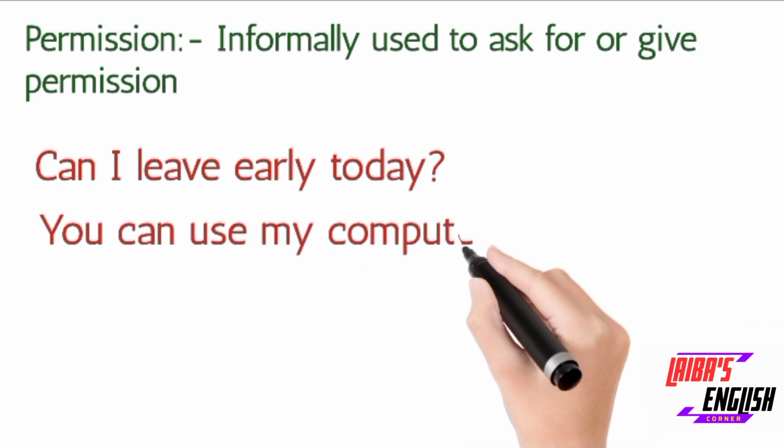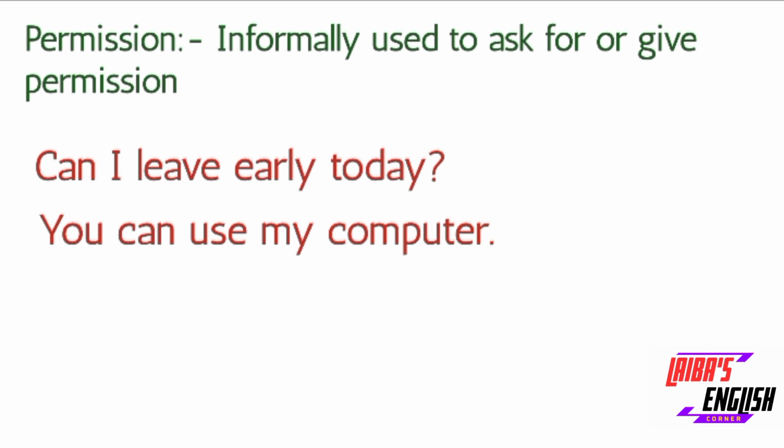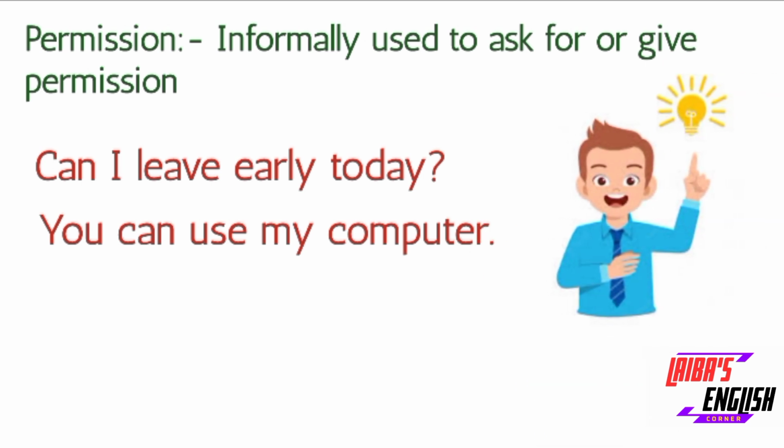Second example, you can use my computer. So I am giving permission to the other person that you can use my computer. So this is the first modal verb can, which has 3 basic uses: ability, permission, and possibility. I hope you are clear with the first modal verb.